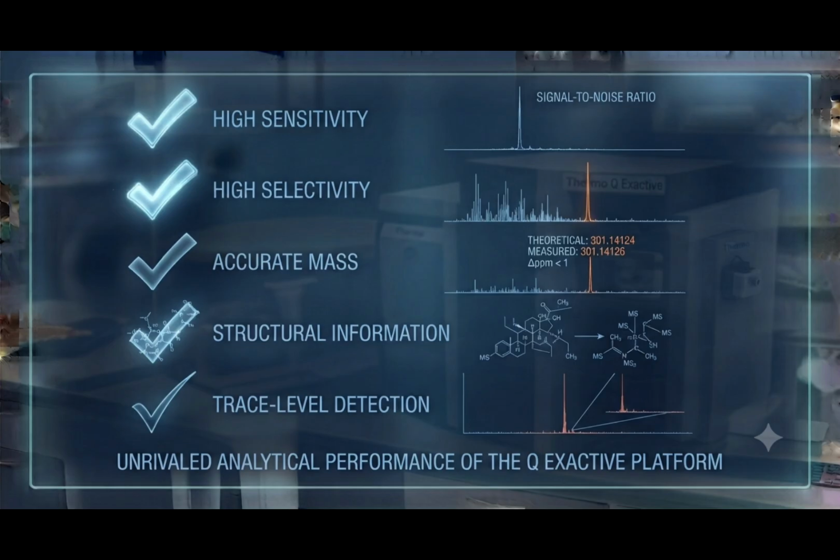Advantages. Mass spectrometry offers several major advantages. It provides high sensitivity and excellent selectivity. It can provide molecular mass information and, through fragmentation, structural information. It is capable of detecting compounds at very low concentrations. These advantages make mass spectrometry an extremely powerful analytical technique.